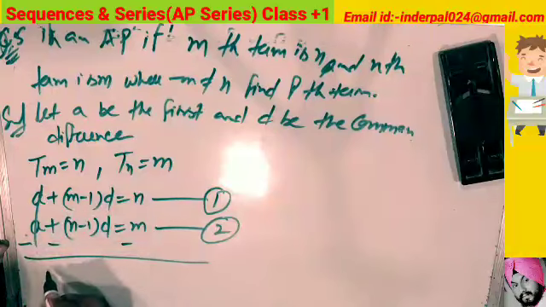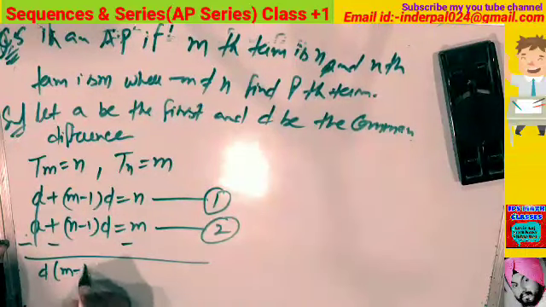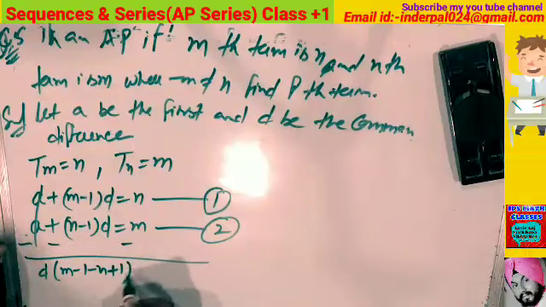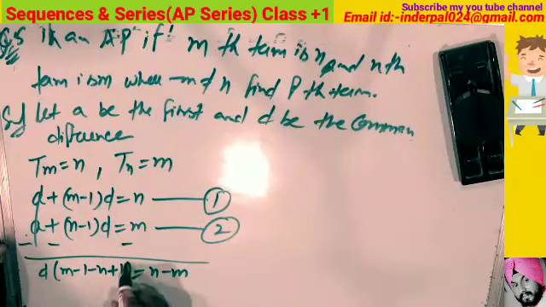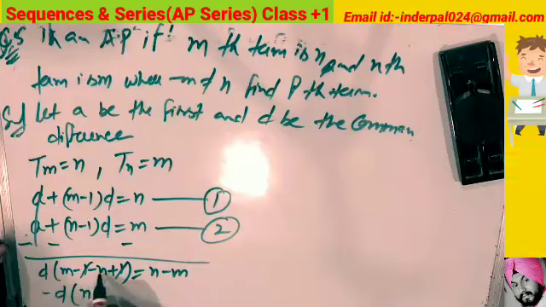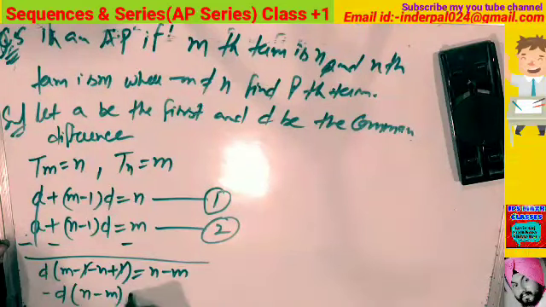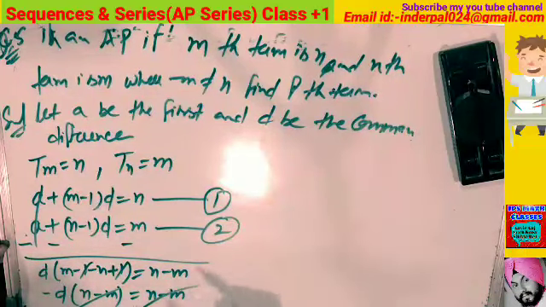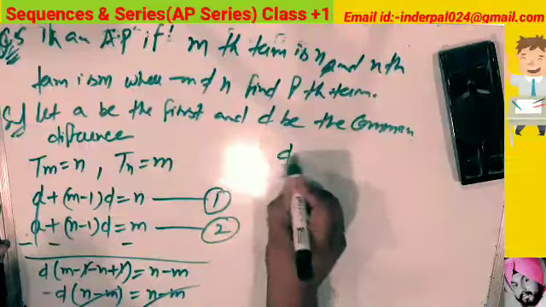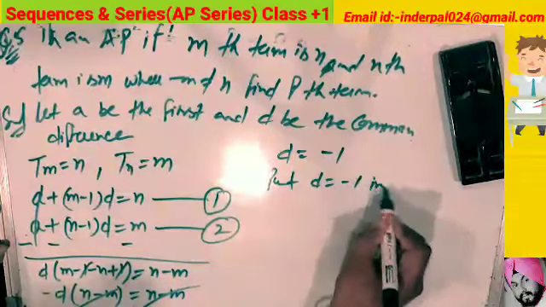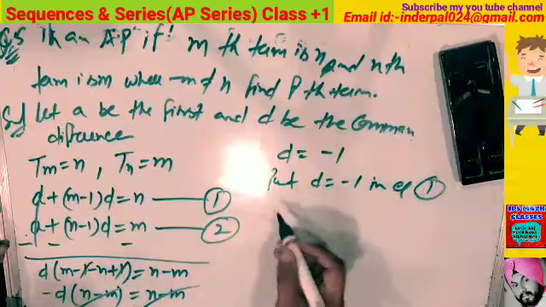a is cancelled with a, d is common, (m minus 1 minus n plus 1) is equal to n minus m. 1 is cancelled with 1, and taking minus common, n is positive, m is negative, n minus m. n minus m is cancelled with n minus m, d is equal to minus 1. Put d equal to minus 1 in equation number 1. We have to find the value of a.